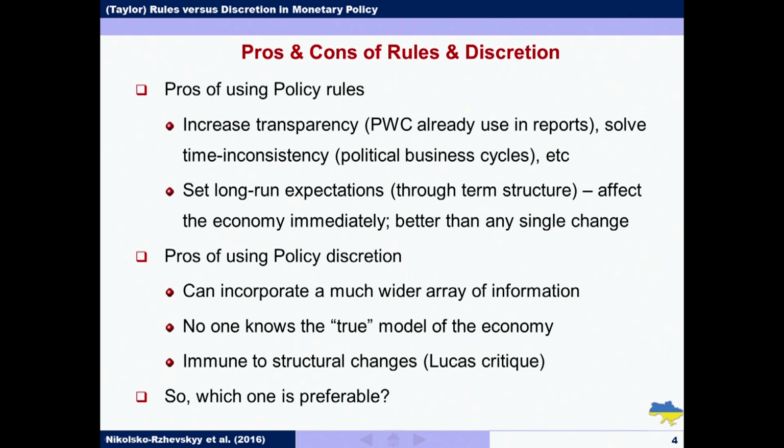Another big advantage of using rules is that policy rules solve the time inconsistency problems and they eliminate political business cycles. Political business cycle is a problem for developed economies such as the United States. Those business cycles are present there. And for developing countries, that should be an even bigger issue, right? But I think the biggest advantage of using rules versus using discretion is that rules set long-run expectations, so they affect long-term interest rates through the term structure models. And therefore, the impact of policy rules on the economy are much larger than the impact of any small one-time deviations in the short-term interest rates, since it's the long-term interest rates that actually matter for long-run prospects, for investment decisions, etc. Those are the advantages of rules.